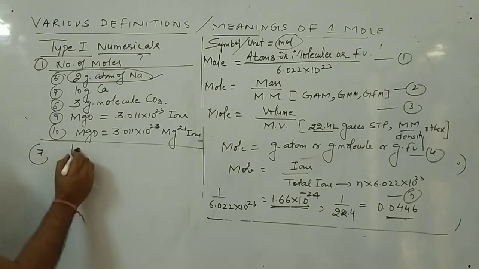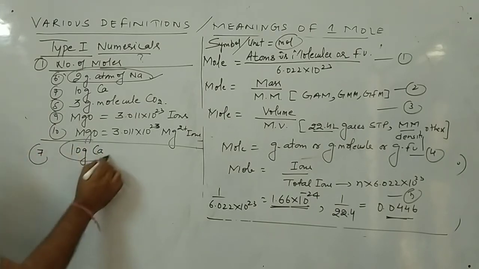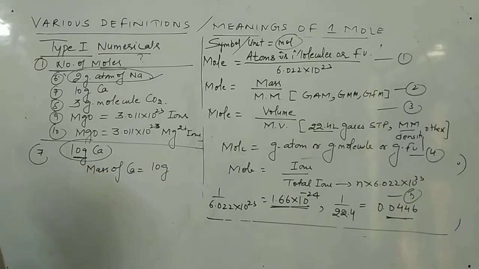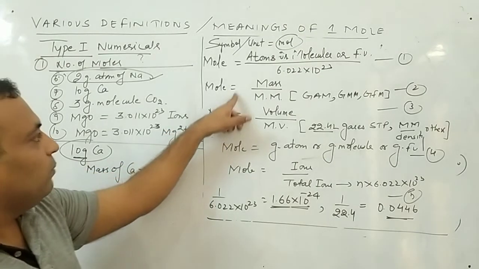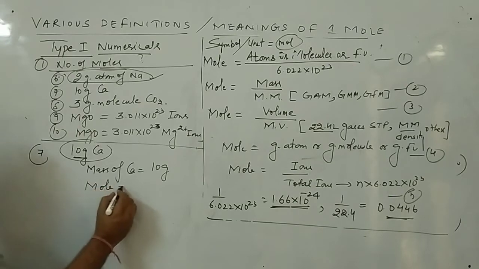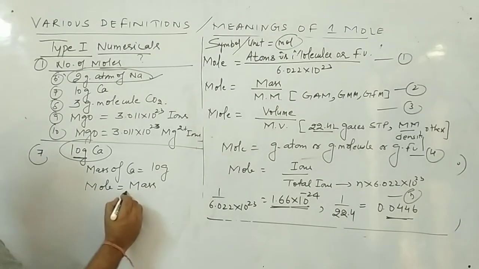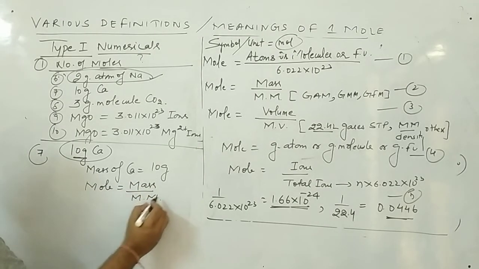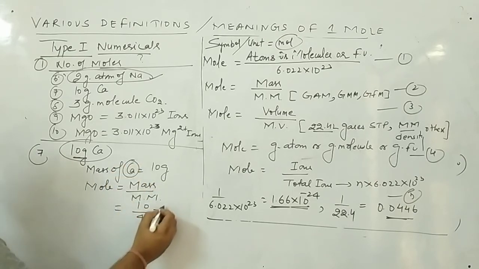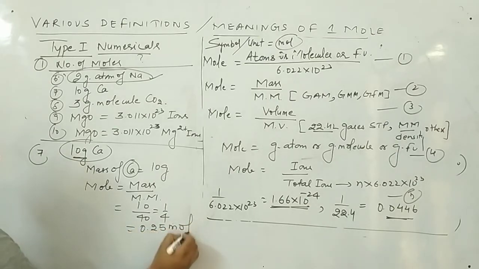Seventh part, 10 gram calcium is given. Gram means mass is given. So mass of calcium is 10 gram, beta. If mass is given, I will use the formula mole equals mass upon molar mass. So 10 upon molar mass of calcium, which is 40. This will be 1 upon 4, 0.25 mole. Understand now? Okay.